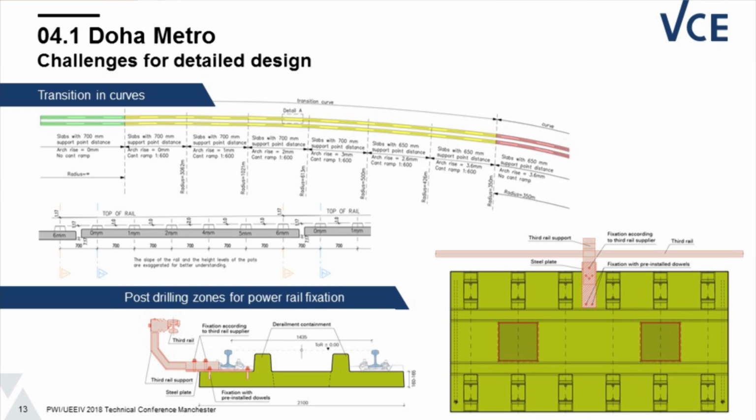Excuse me. The second important thing was the fixation of the third rail system. There were two possibilities. One is to post-drill, and the possibility we used finally was to insert some dowels already in the molds, and therefore give the possibility to fix the third rail. So, back to you.